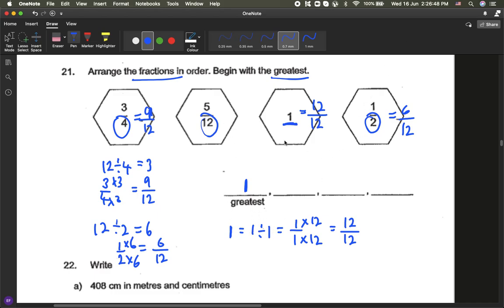Now you also need to note that you should put the answers as the fractions that the question provided. Don't put the fractions that you have produced, because the question didn't provide them, okay? You have to use the ones that they give you. Alright, so after 1, you can find the next largest fraction, which has the second largest numerator, and that is number 9. So the next fraction is 3 over 4, followed by 6 over 12, which is half. And lastly, 5 over 12. So this is our answer.